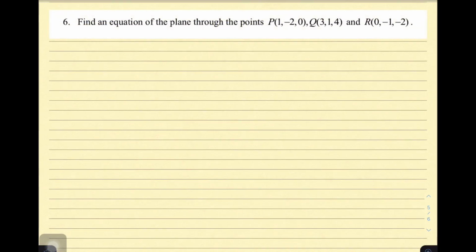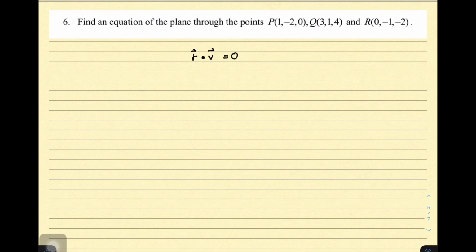Okay kelas, so tengok soalan nombor 6. Find an equation of the plane through the point P(1, -2, 0), Q(3, 1, 4) and R(0, -1, -2). Okay, so sekarang ni kita tahu untuk kita cari equation of plane, kita akan gunakan hubungan di mana dua vektor, katakanlah vektor R dan vektor V. Okay, bila kita dot productkan dua vektor yang perpendicular ataupun orthogonal, kita akan dapat sama dengan kosong. Ini hubungan yang kita akan guna untuk kita cari equation of plane.